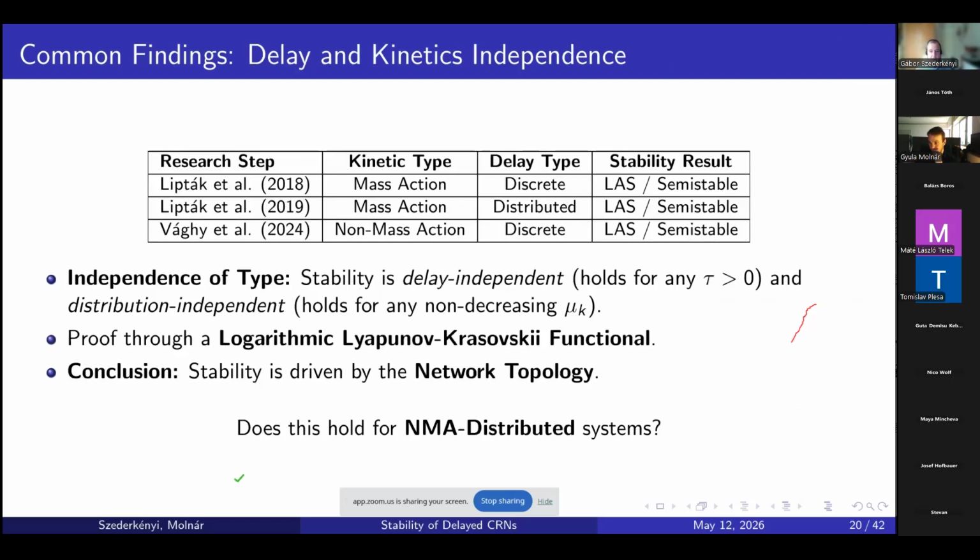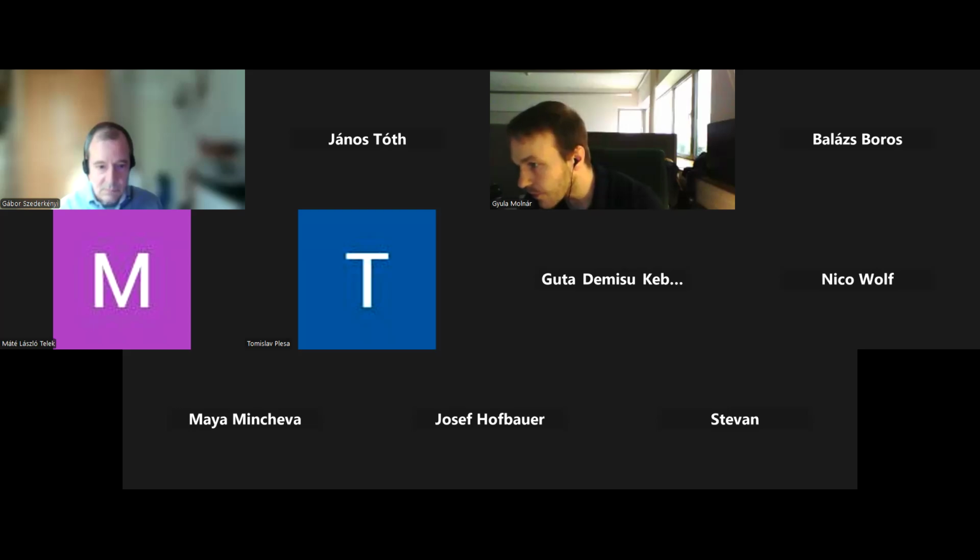Okay, and at this point I give the floor to Gyula, and he will elaborate on the question whether the same nice stability properties are valid for non-mass action distributed delayed systems. Okay, Gábor.